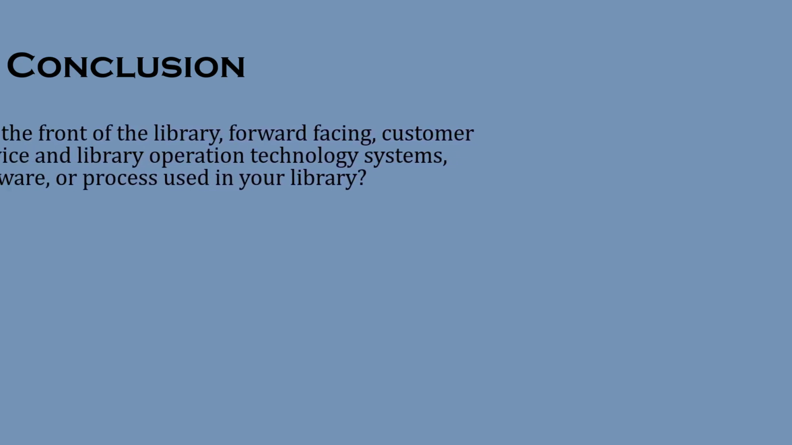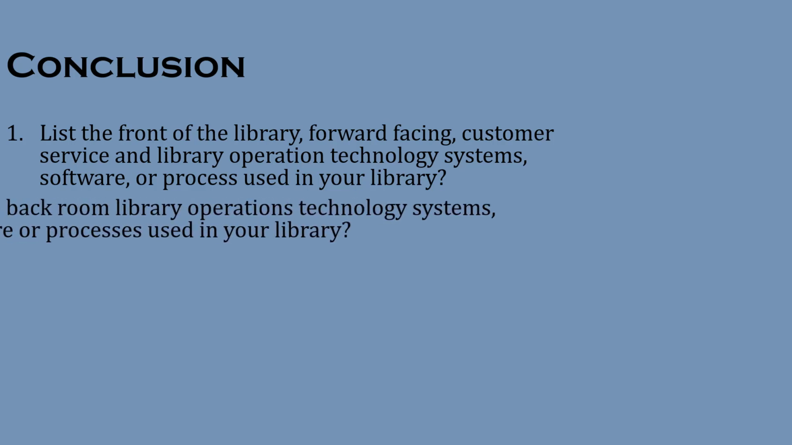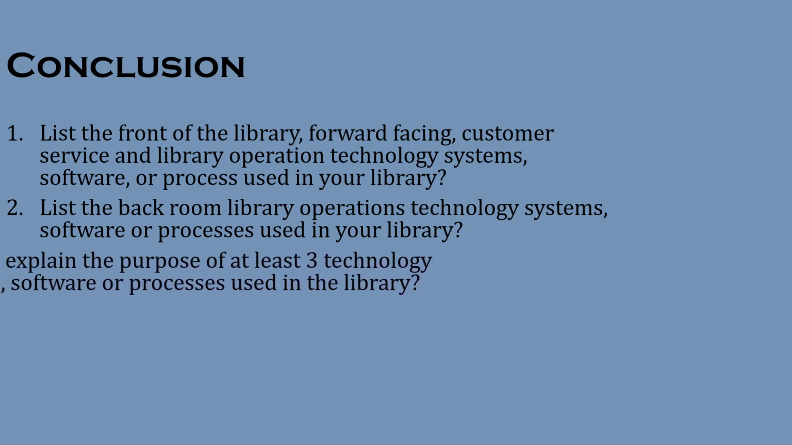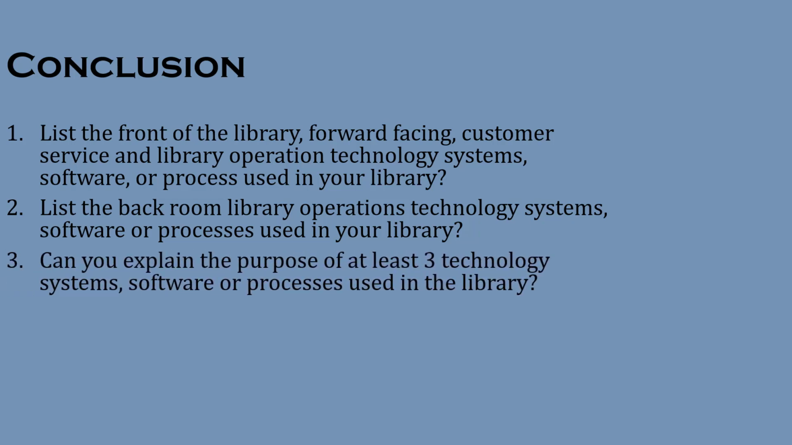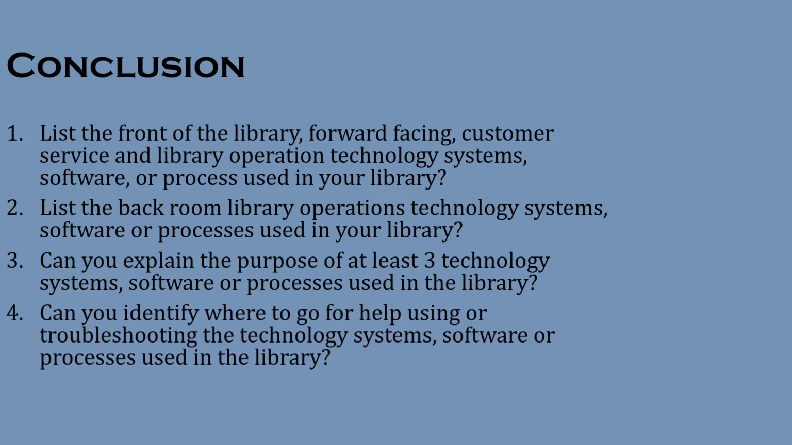This concludes a brief overview of technology in the library. Are you able to list the front of the library, forward-facing, customer service, and library operation technology systems and software or processes used in your library? Are you able to list the backroom library operation technology systems, software, or processes used in your library? Can you explain the purpose of at least 3 technology systems, software, or processes used in the library? Can you identify where to go for help in using or troubleshooting the technology systems, software, or processes used in the library?